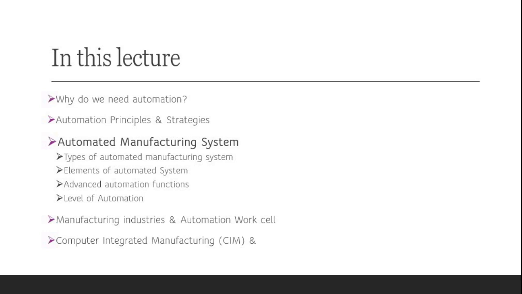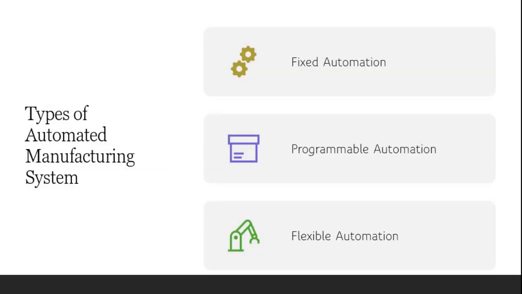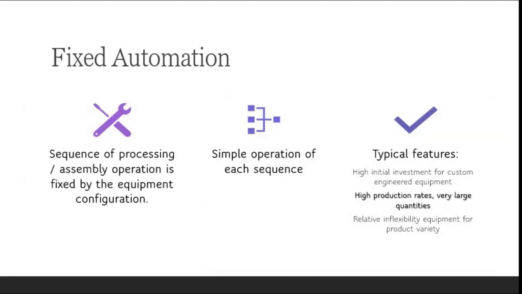So the automated manufacturing system basically can be divided into three types according to different production volume. We call them fixed automation, programmable automation, and flexible automation. Now, fixed automation basically is a system in which the sequence of processing or assembly operations is fixed by equipment configuration. So the operation itself is usually simple, perhaps a plain linear or rotational motion, or an uncomplicated combination of the two, such as feeding of a rotating spindle. So integration and coordination of many such operations into one piece of equipment makes the system complex.